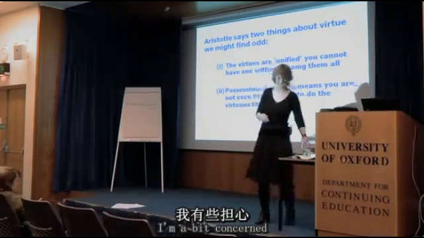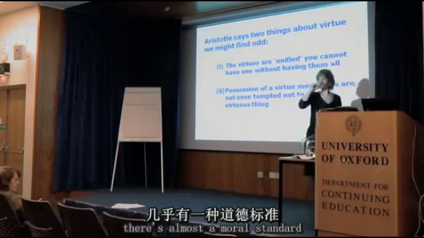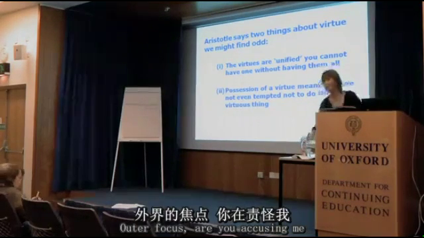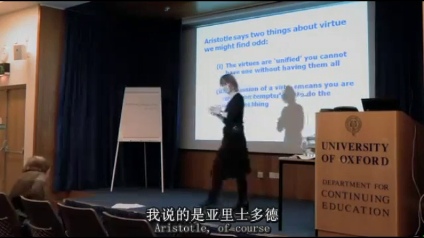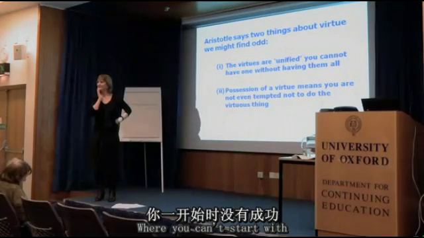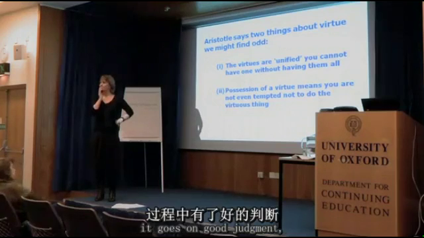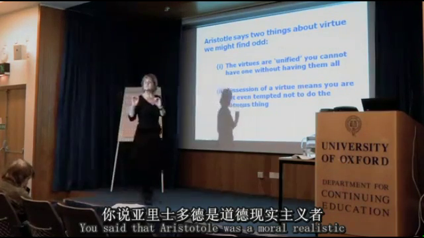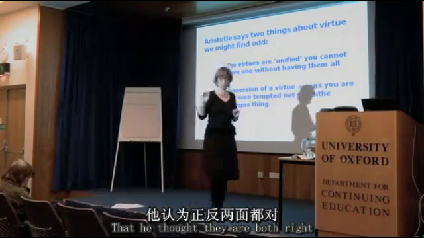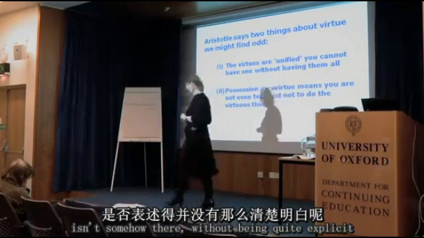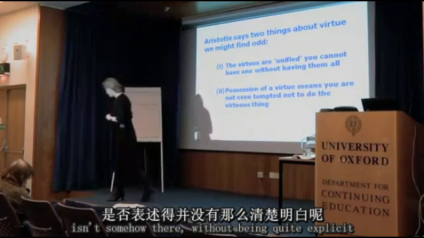I'm a bit concerned that there's almost a moral standard which is floating along out of focus, and it's come right from the beginning. Out of focus? Are you accusing me of being out of focus? OK, go on. In Aristotle, of course. Oh, Aristotle, not me. OK, that's fine. Well, your account starts with to successfully exercise reason. It goes on good judgment. So there are qualifiers built into the argument. But you said that Aristotle was a moral realist, that he thought there was a right thing to do. And I just wonder whether this right thing to do isn't somehow there without being quite explicit.